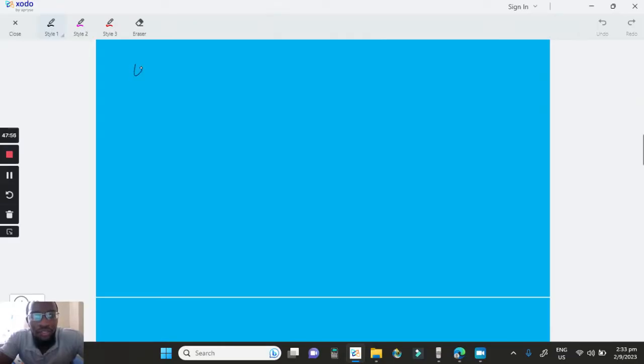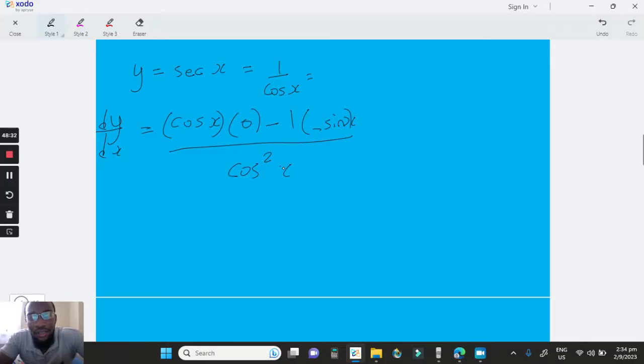I don't remember how to differentiate sec, so I call y sec x. How do I differentiate sec? Sec is 1 over cos x. So in this case now, I'm going to differentiate this, dy dx. Start with the bottom, cos x, times the derivative of the top. When you differentiate 1, you get 0, minus the top, times the derivative of the bottom, minus sine x, over the bottom squared. When you square cos, you get cos square.